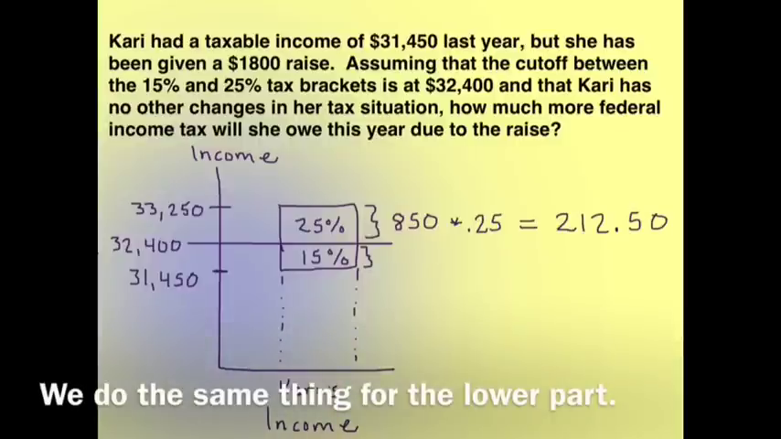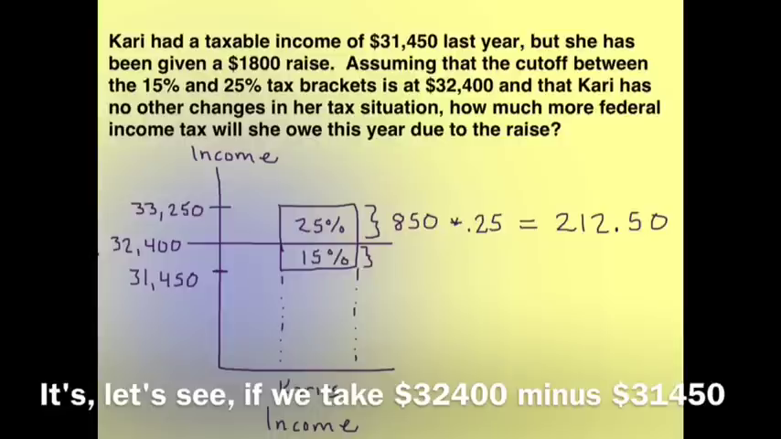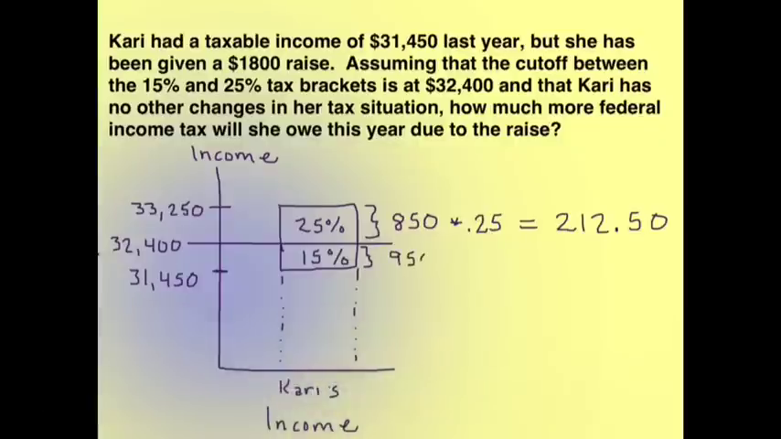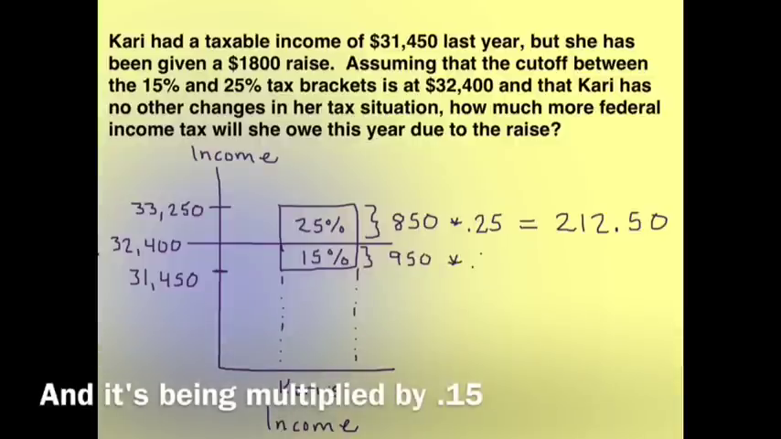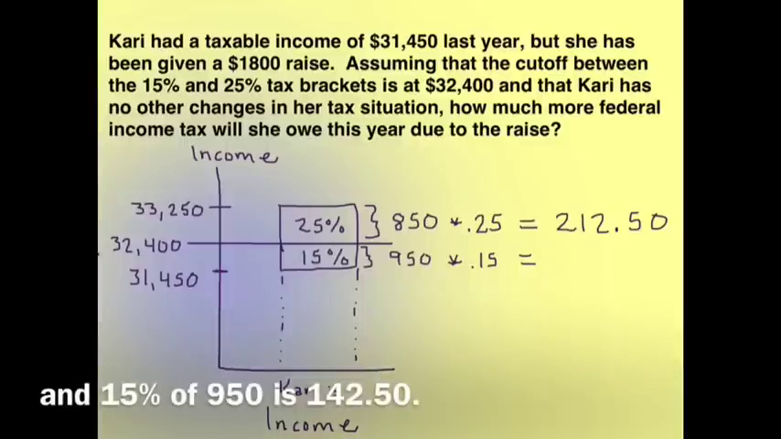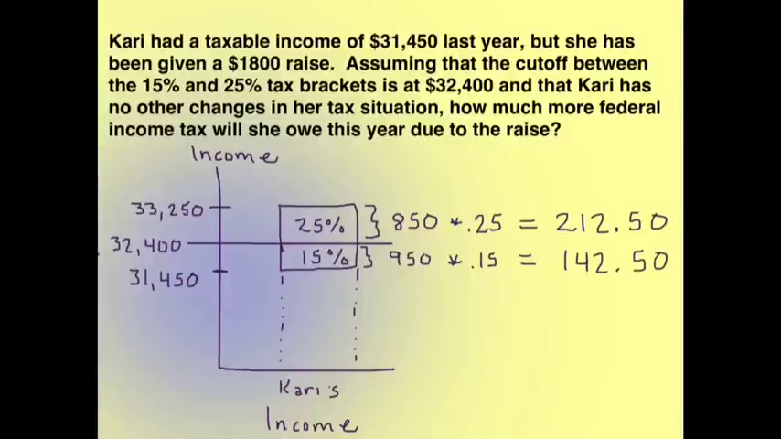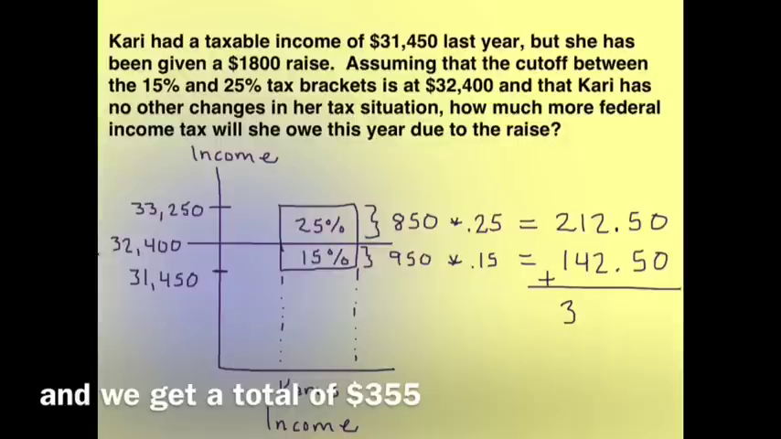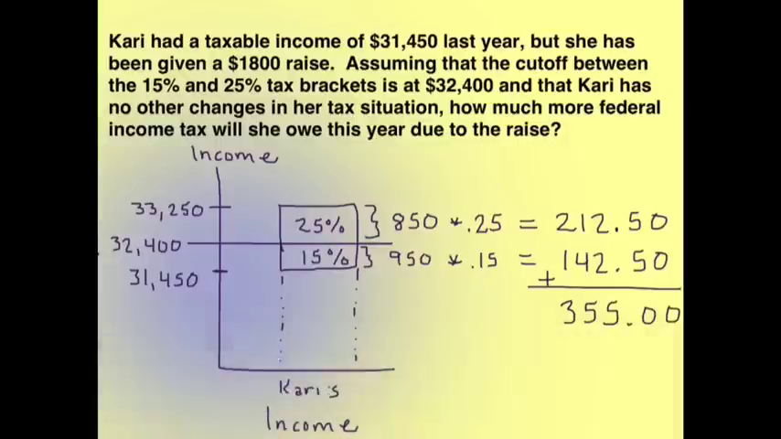We do the same thing for the lower part. Let's see, if we take $32,400 minus $31,450, we get that this is $950, and it's being multiplied by 0.15 because it's being taxed at 15%. And 15% of 950 is $142.50. So we add these two together because she does have to pay the tax on both parts, and we get a total of $355 that she's going to pay on this raise.